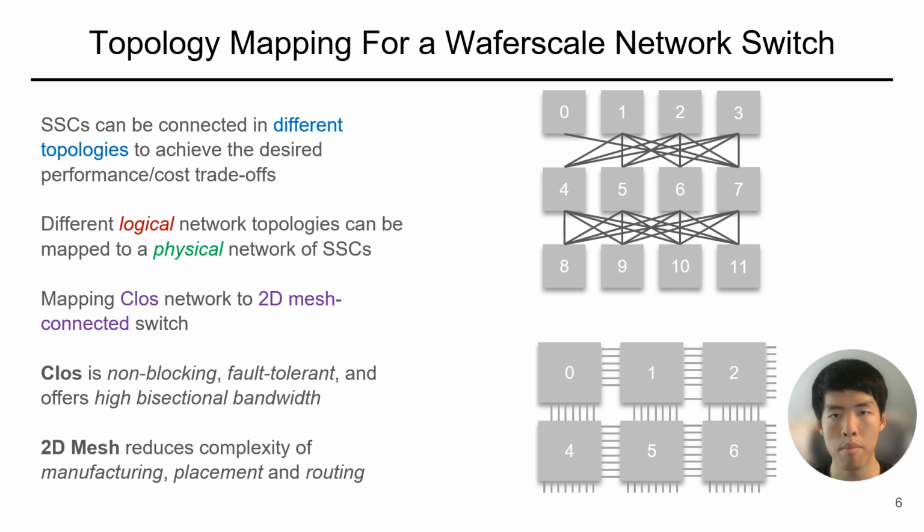I will show the mapping operation in an example. Here, 0 to 4 has a logical connection that can be mapped to the physical network very easily because 0 and 4 are adjacent. 0 to 5 can be mapped as 0 to 1, 1 to 5. Similarly, 0 to 6 can be mapped as 0 to 1, 1 to 2, and 2 to 6.